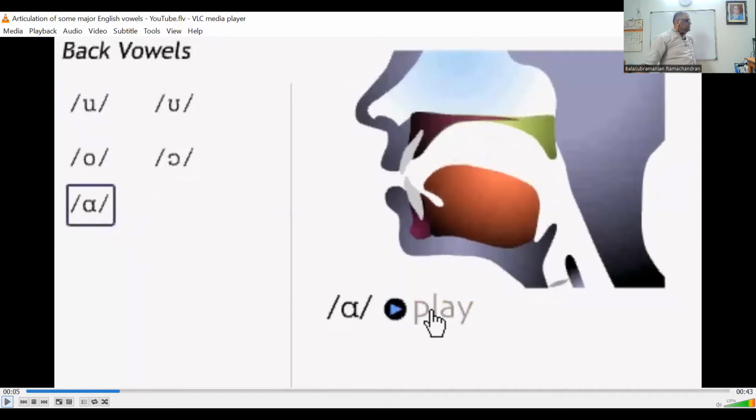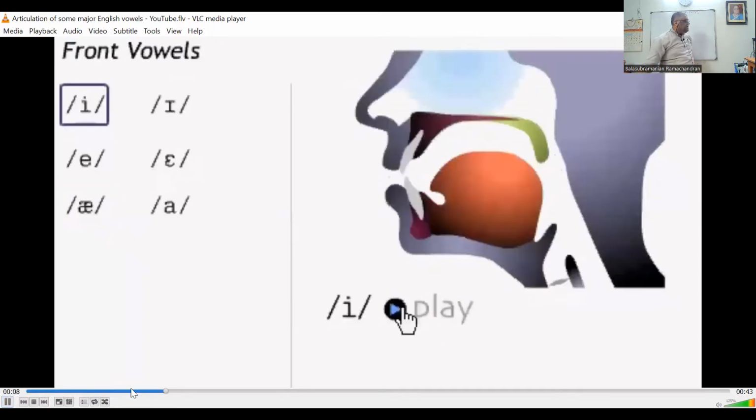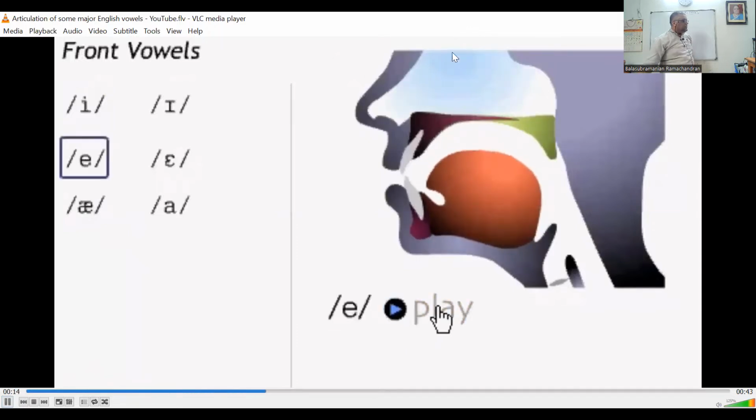Okay, so the back of the tongue is actually going flat. All right, let me show you another. For E, look at how the front of the tongue is going up. And for A, again the front of the tongue is going up.